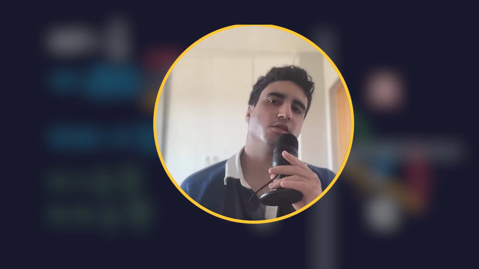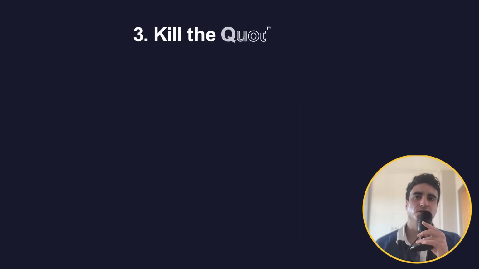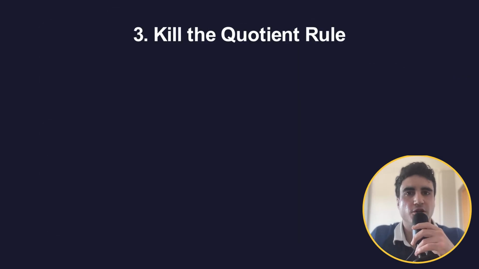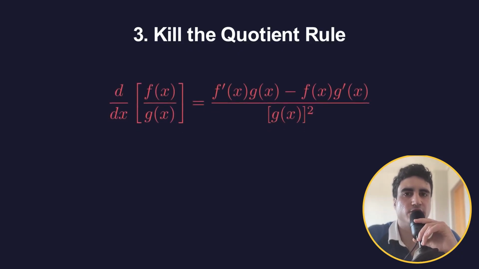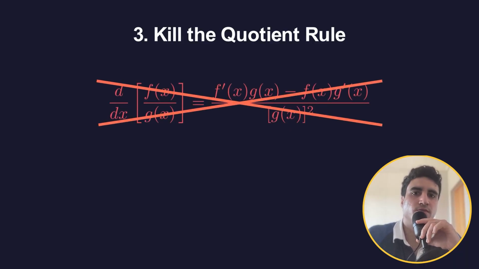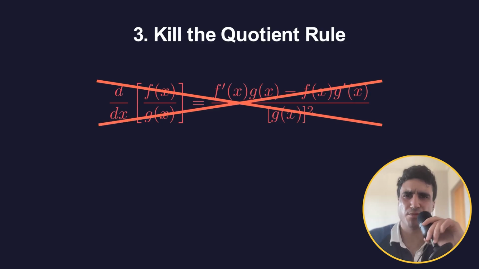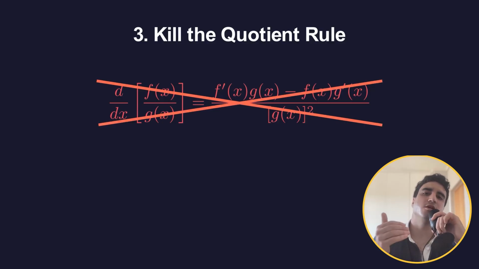Alright guys, so now the last one is just kill the quotient rule. Just kill it. Because you know the equation, right? It's f dash g minus f g dash over g squared. And the thing is, it is a pain to use. It's easy to mess up the order, and the g squared on the bottom can result in just a massive fraction that needs simplifying and messes everything up. So what if I told you that you never actually need this thing, ever?